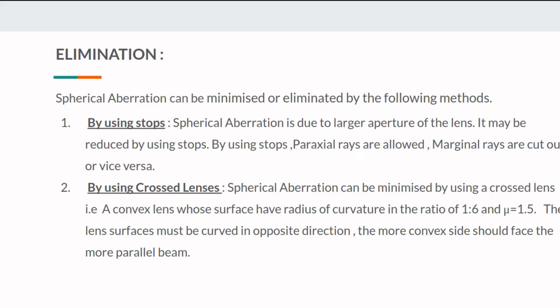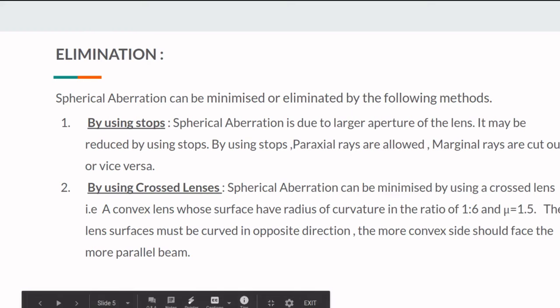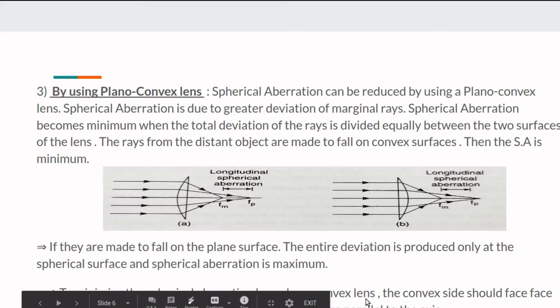These are about crossed lenses. Therefore, a crossed lens is one having refractive index 1.5 and radii of curvature in the ratio 1:6. And there are some other combinations, such as mu of 1.6 with a different radii of curvature ratio. This is one condition. By using these crossed lenses, we can eliminate spherical aberration.